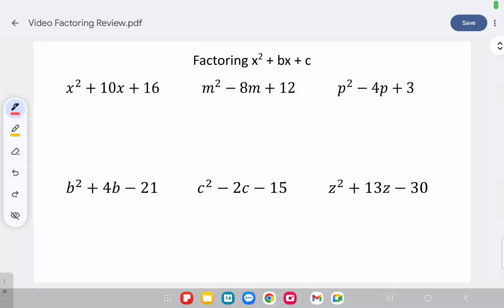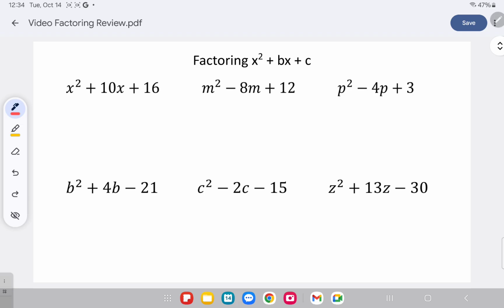Let's talk about how to factor a quadratic. It's arguably one of the most important skills that you learn in Algebra 1 that carries with you through the rest of your math classes. So starting with x squared plus 10x plus 16, what we're basically doing is the opposite of the distributive property.